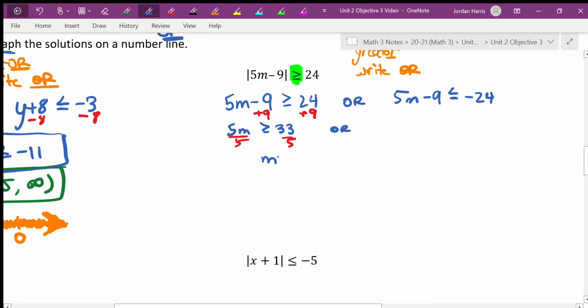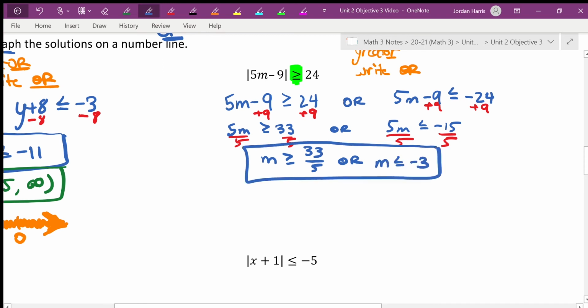and I get m is greater than or equal to 33 over 5, or do the same thing on the other one, add 9 first. So I get 5m is less than or equal to negative 15. Divide by 5. And I get m is less than or equal to negative 3. That is my first solution written in inequality. If you want, you can write it in interval, negative infinity to negative 3 bracket, u bracket 33 over 5 to infinity. There's interval. Once again, you don't have to write both, just one.